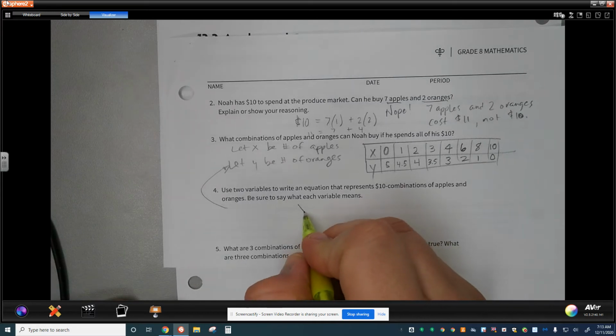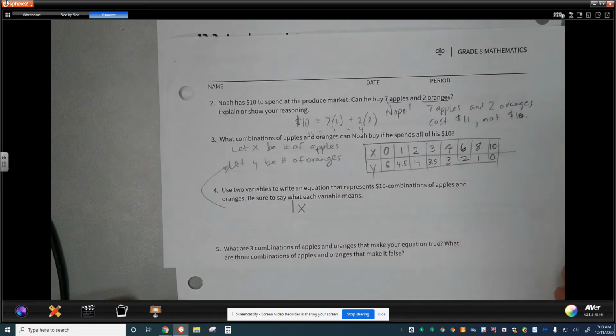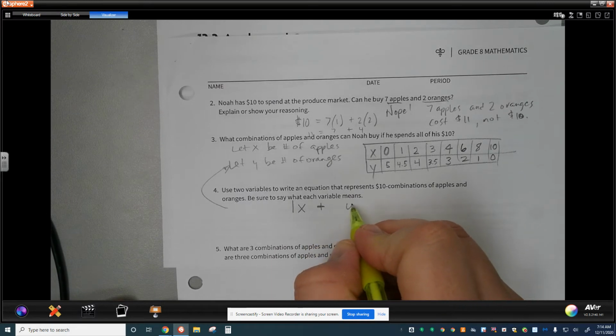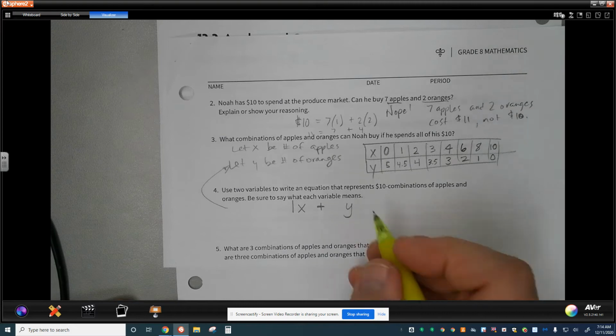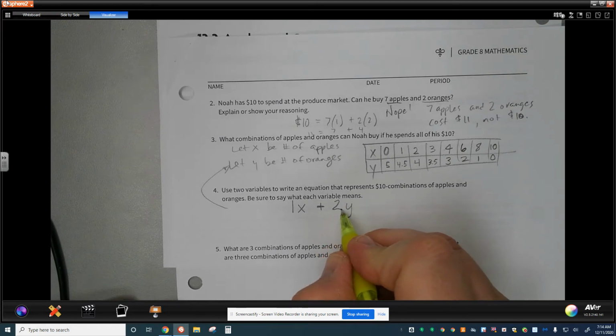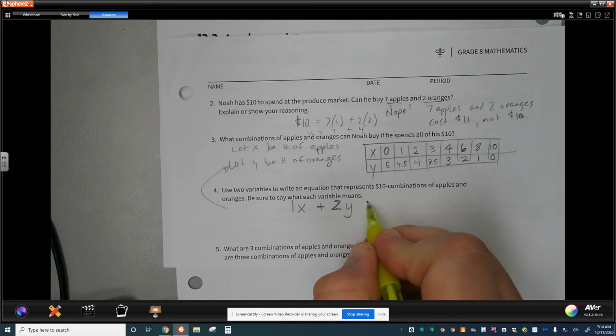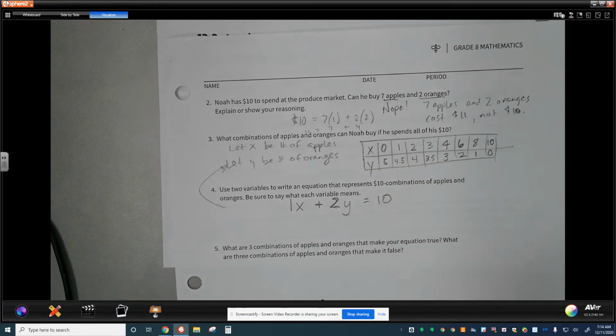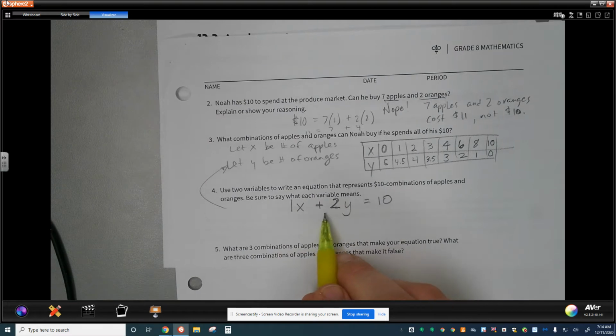Let's say if I buy any number of apples, that's $1 for any apple. And then if I add on my oranges, our number of oranges is Y, but our oranges cost $2 per orange. And then if I'm going to have any kind of $10 combination, it would be $10 for any number of apples for $1 plus $2 for any number of oranges.